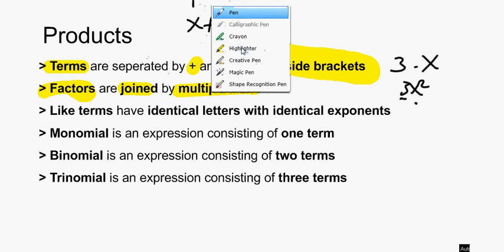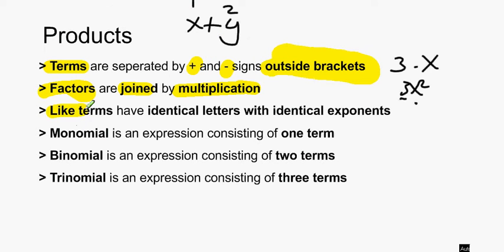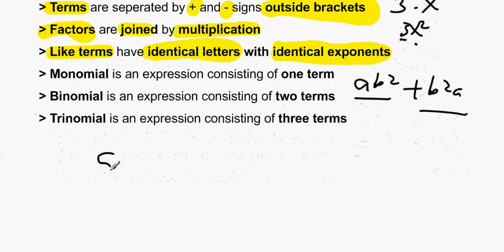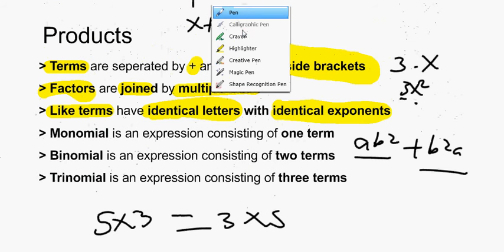Another thing we also need to know is some other terms, like terms. Like terms have identical letters, with emphasis on identical, and identical exponents, again with emphasis on that. So if we have a b squared and b squared a, they would be considered like terms even though they're not in the same order, because of the commutative law of multiplication. If we said 5 times 3, that would be the same as saying 3 times 5, because in multiplication it doesn't matter which number goes first.